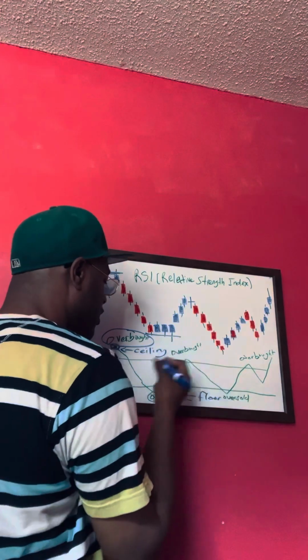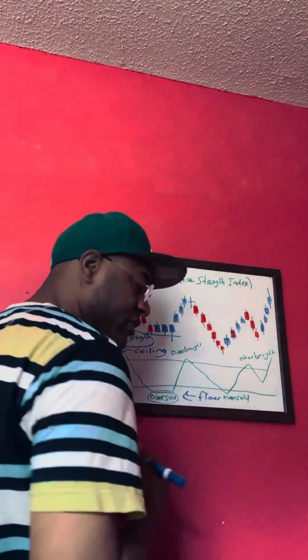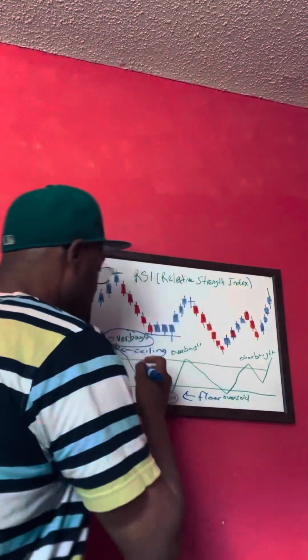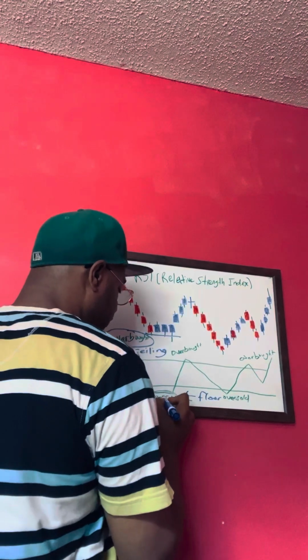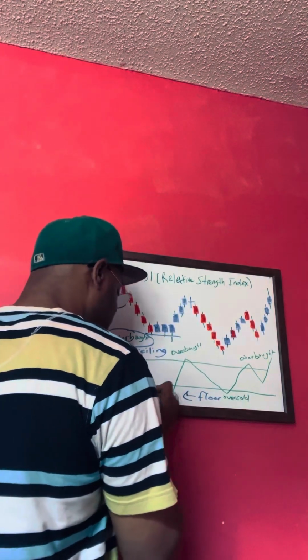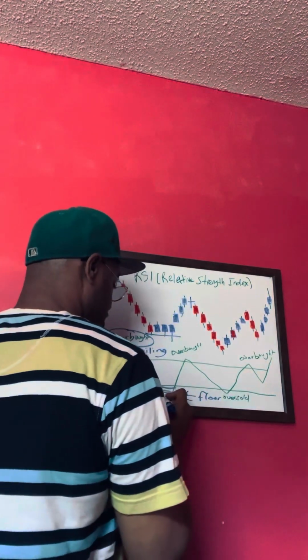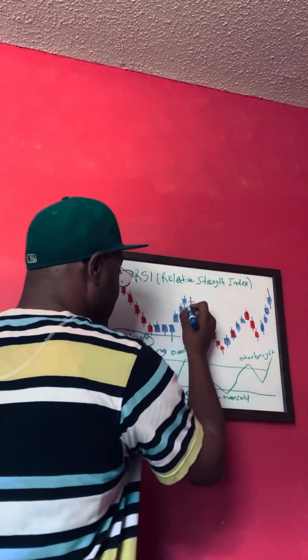It's just support and resistance all over again. The terminology is just different, but it's basically support and resistance. That's what it is, basically. All right? So it hit the floor. Boom. It went beneath your 30. So it hit the floor. What happened? It went back up.